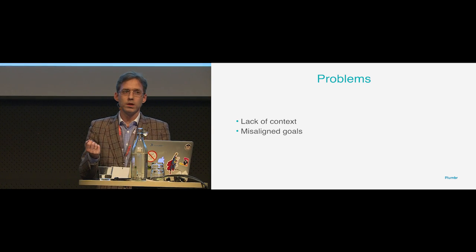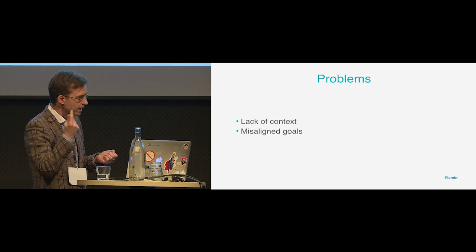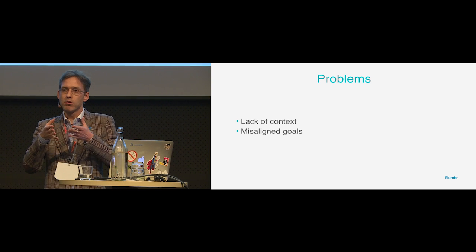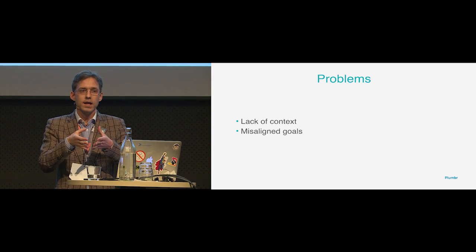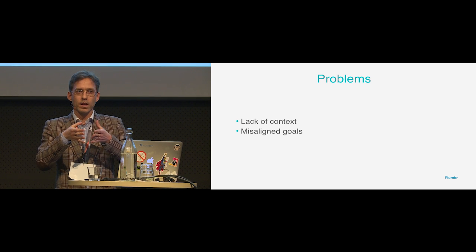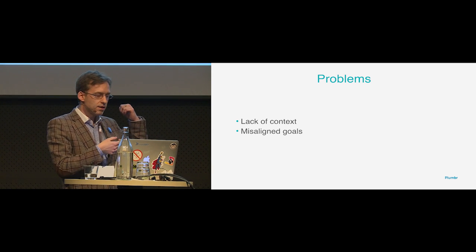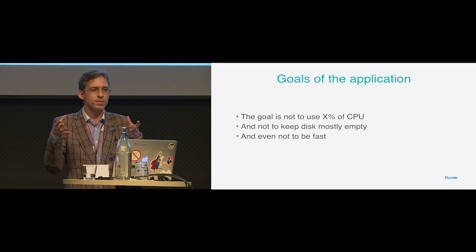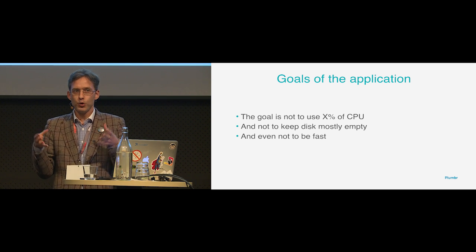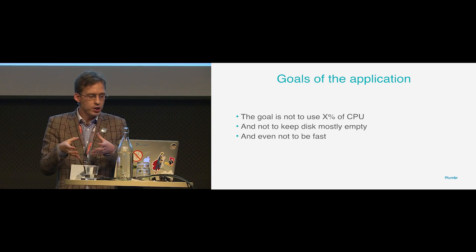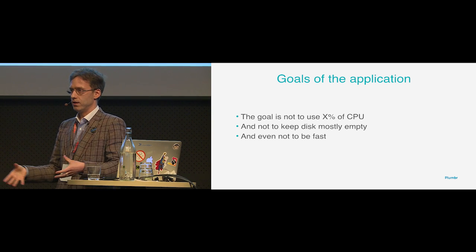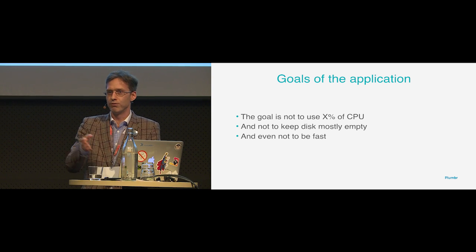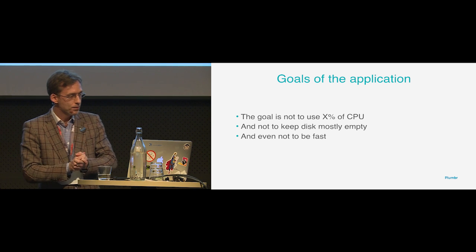And the second problem with those technical metrics is that they measure the wrong things, in the sense of misaligned goals. What I mean is that you don't write an application to keep your CPU busy at some specific level. You don't write your application to keep the disk mostly empty. I can do that. Please order that kind of application from me. I will charge you a little bit, but I can do that.